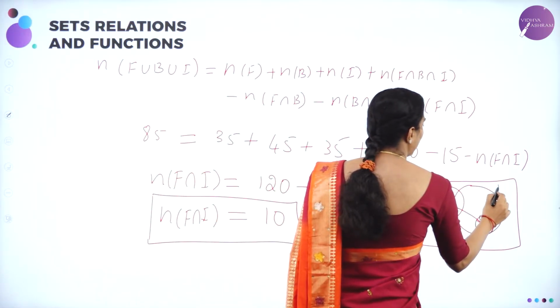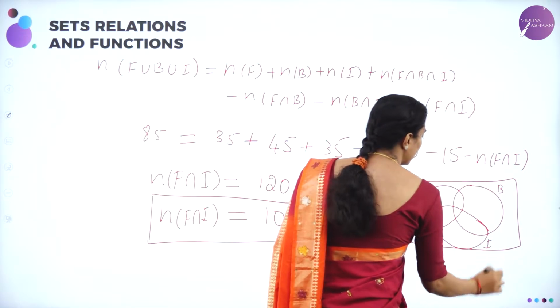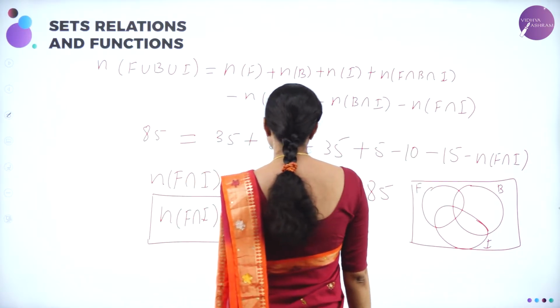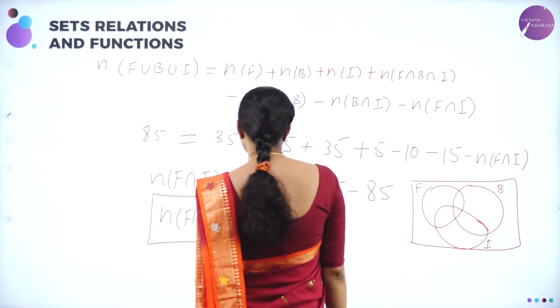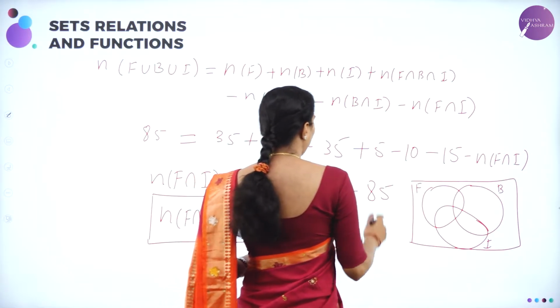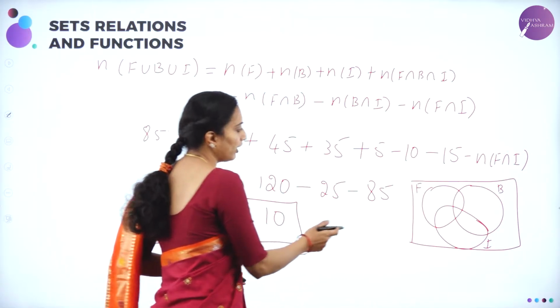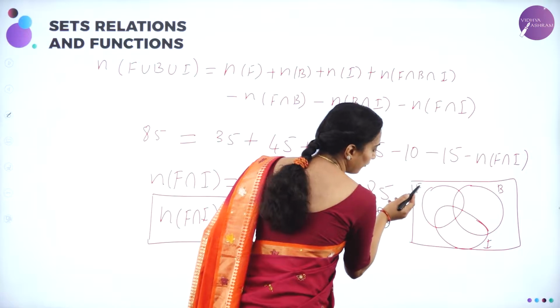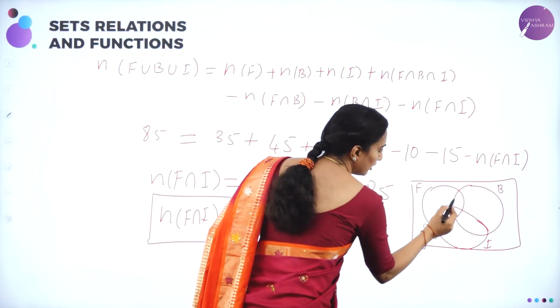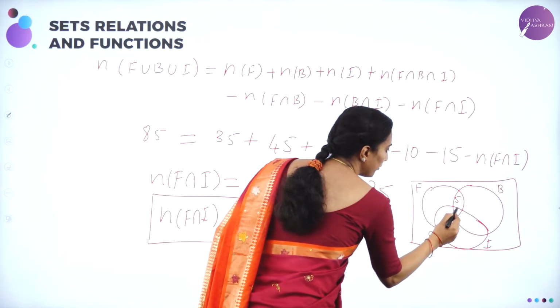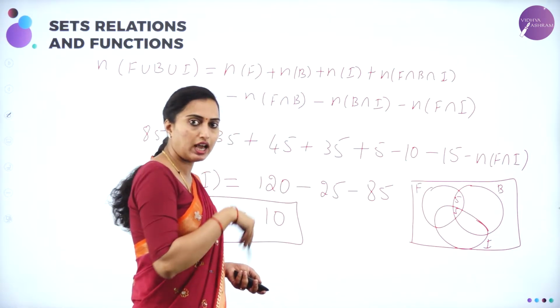This is the basketball, and this third one is indoor games. How can I write this one? We know that those who play both F intersection I. Where is F intersection I? This one, these two sets. So this will be 5 and this will be 5. Correct? F intersection I, right?